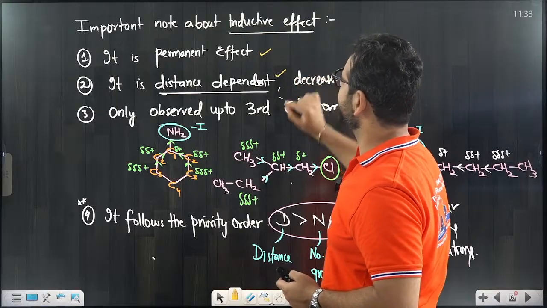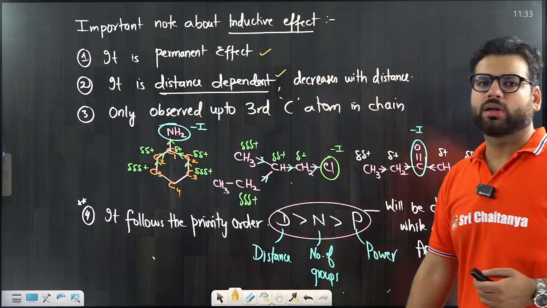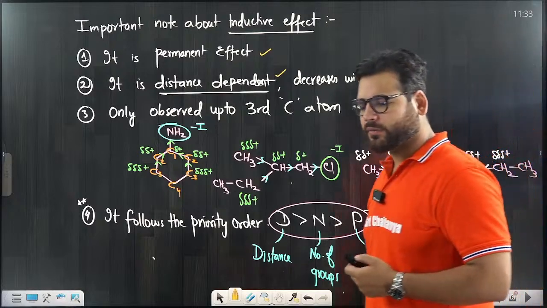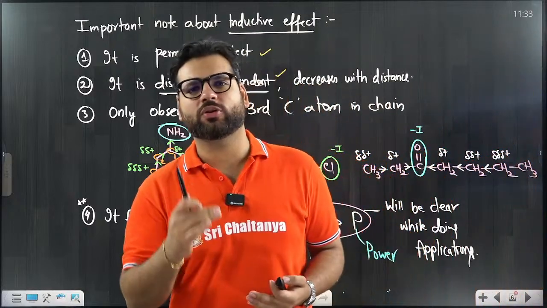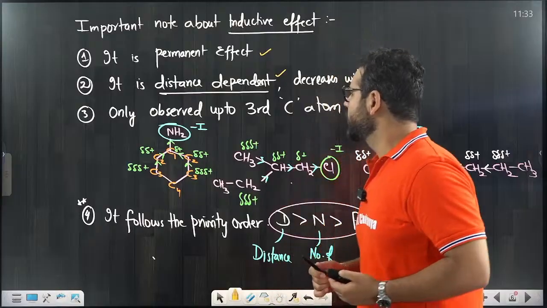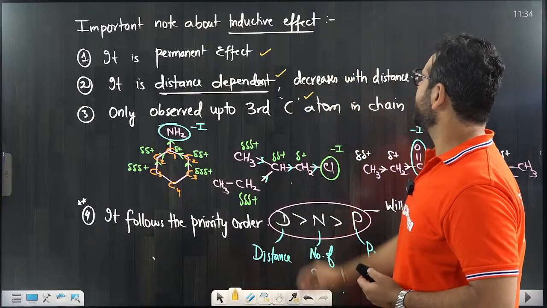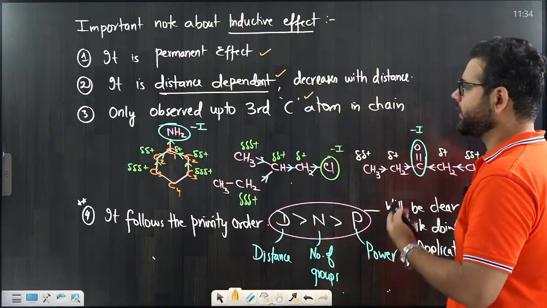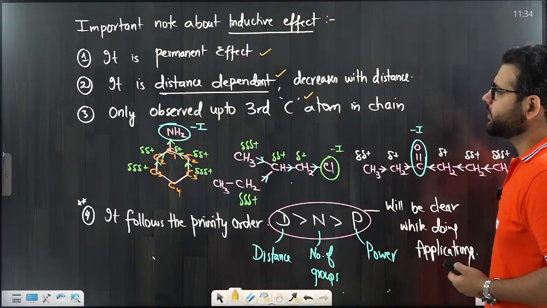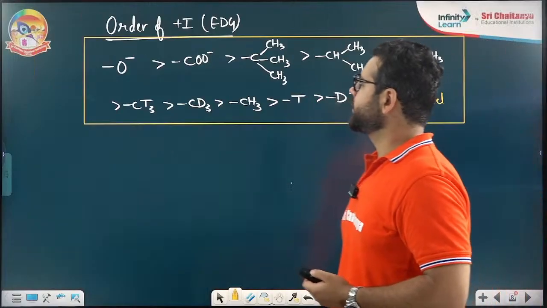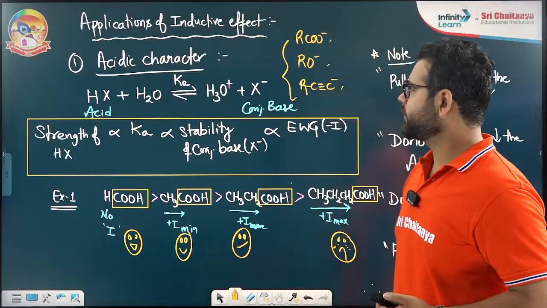It is distance dependent, as we have seen, because when the distance was increasing, the effect keeps on diminishing. It is only observed up to the third atom of the carbon chain. After that it diminishes. I have shown you the examples here. It follows DNP, distance number power. In the applications we will see that.